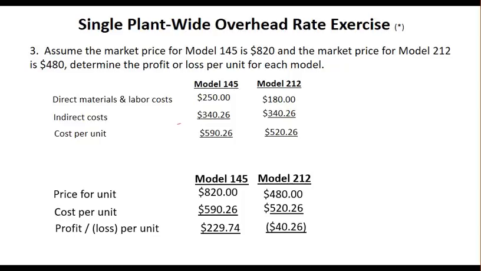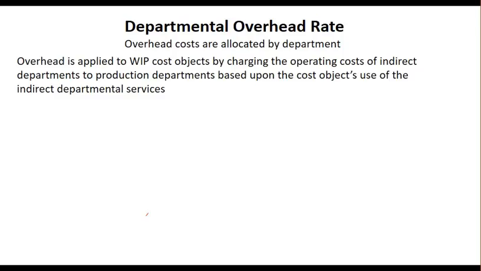And in theory, this may lead me to make some type of conclusion that I need to reprice model 212. Again, we have to look at the market implications. Can we raise the price? Can we be competitive, or so forth? Or I need to find a way to reduce the cost per unit. Or I could very drastically simply cut model 212 and say I'm no longer going to produce it, but that causes other issues. Now, that's an example then using a single plant-wide overhead exercise.